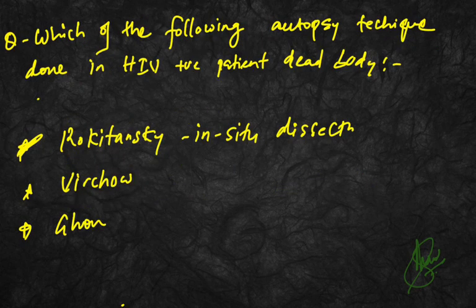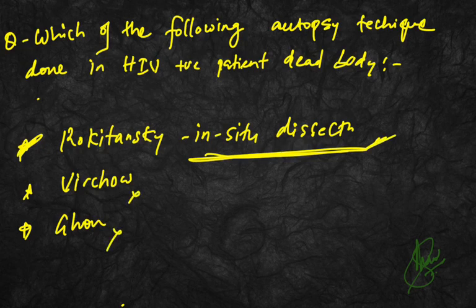Next question: which of the following autopsy techniques is done in an HIV positive dead body? So Rokitansky in situ dissection is done, that is en bloc dissection, and not Virchow's or Gohn's.